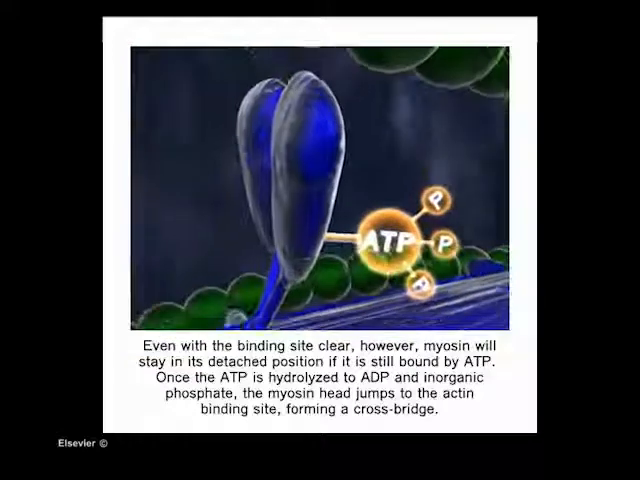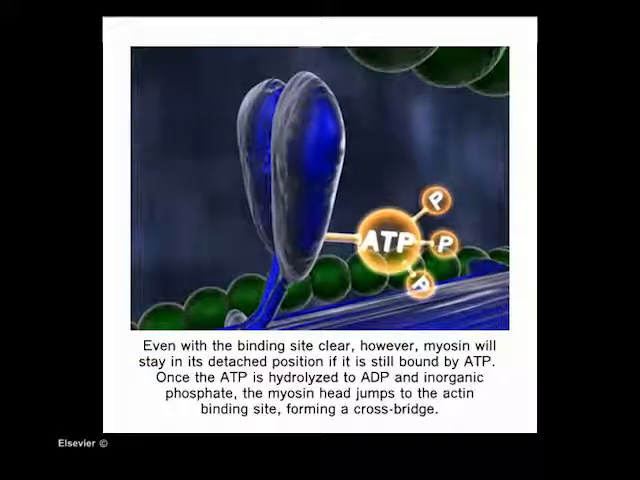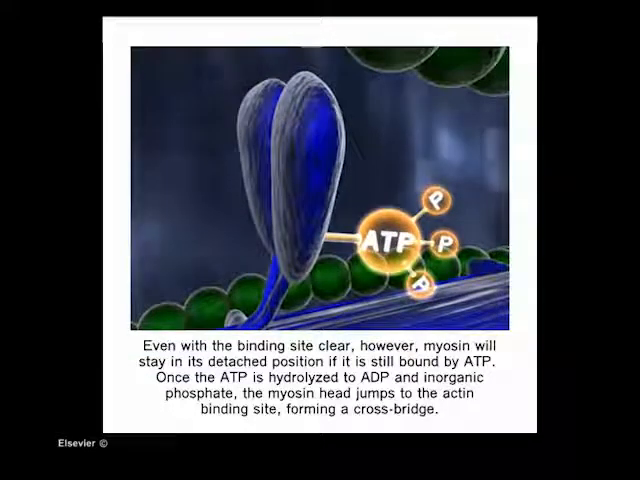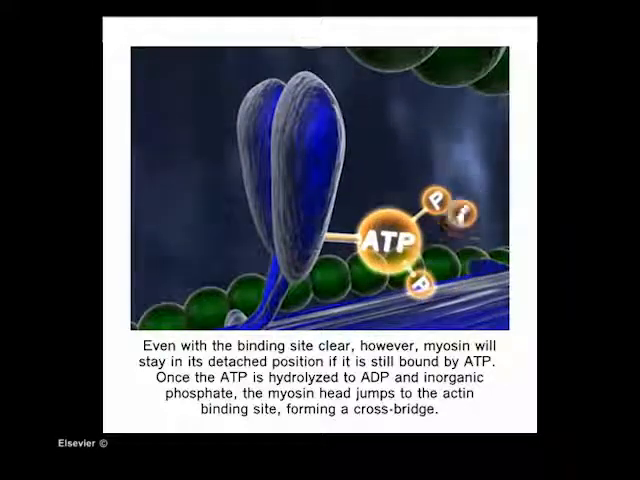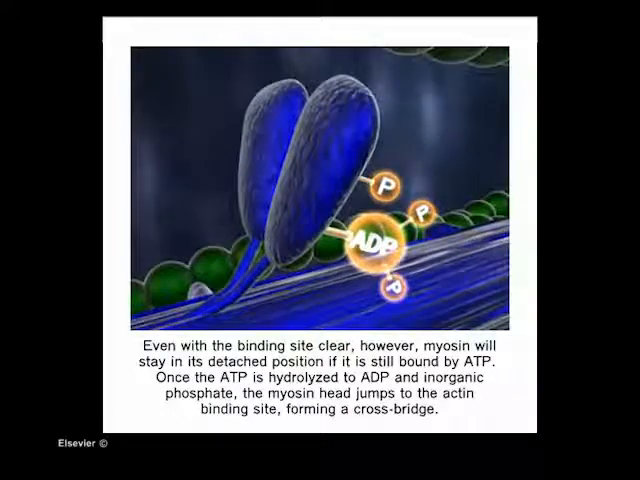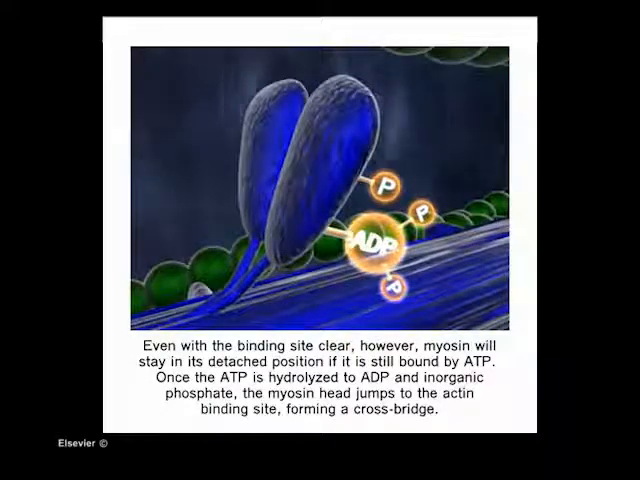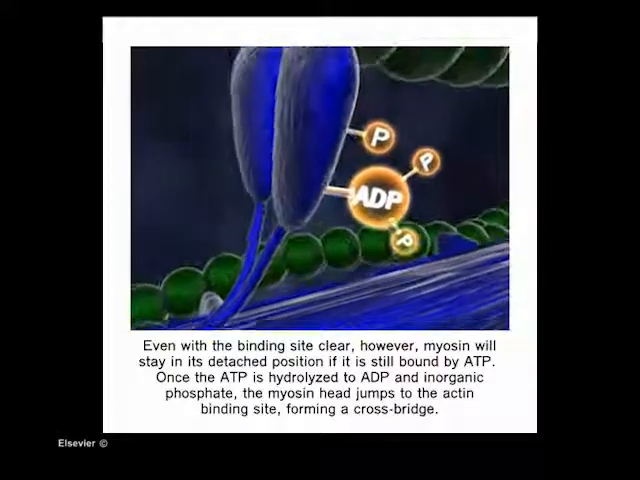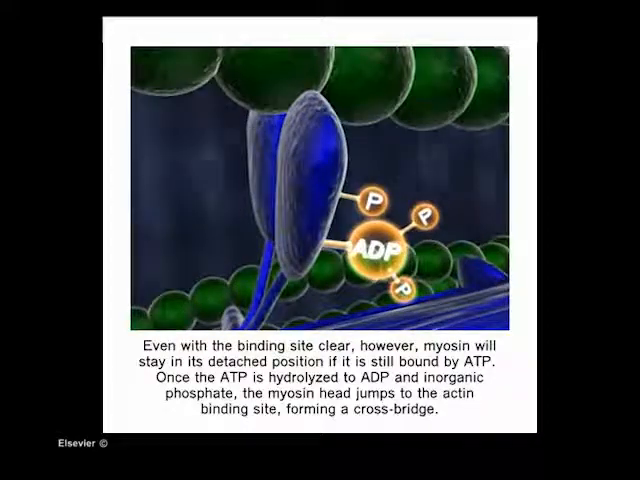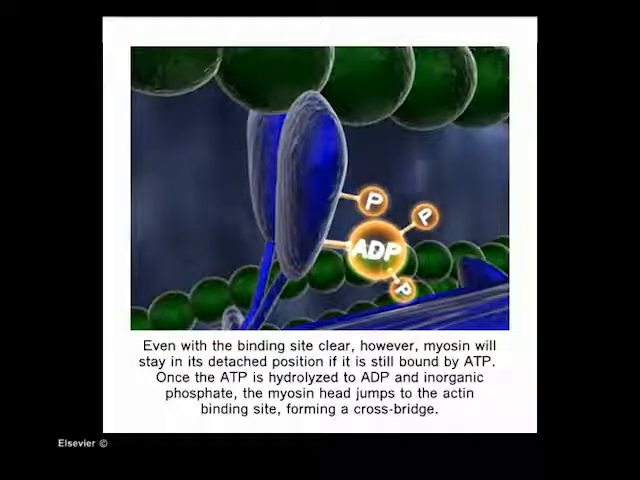Even with the binding site clear, however, myosin will stay in its detached position if it is still bound by ATP. As the ATP is hydrolyzed to ADP and inorganic phosphate, the myosin head rotates back to its cocked position before jumping to an actin binding site, forming a cross bridge.